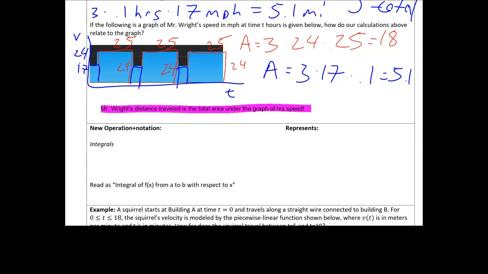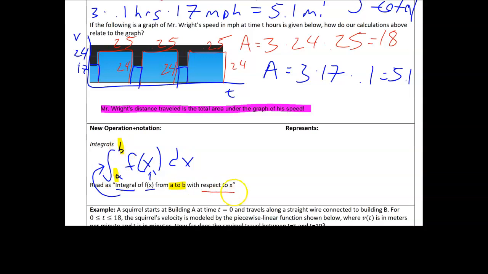And the notation is this kind of stretched out S, so it takes some practice to draw. This would represent the integral. So that's the symbol, the integral of f of x, which is just the function, and then from a to b, these are called the limits of integration. We'll talk about what that means in a second.